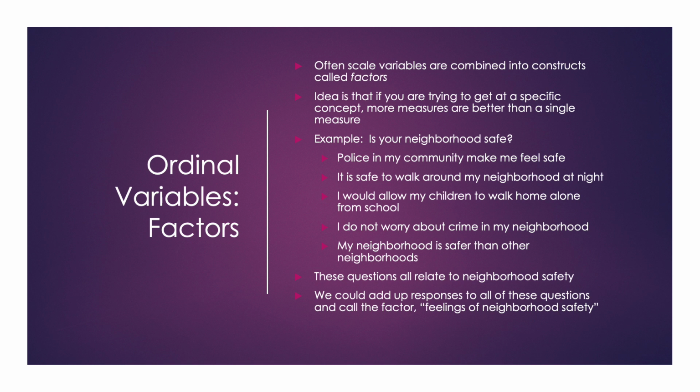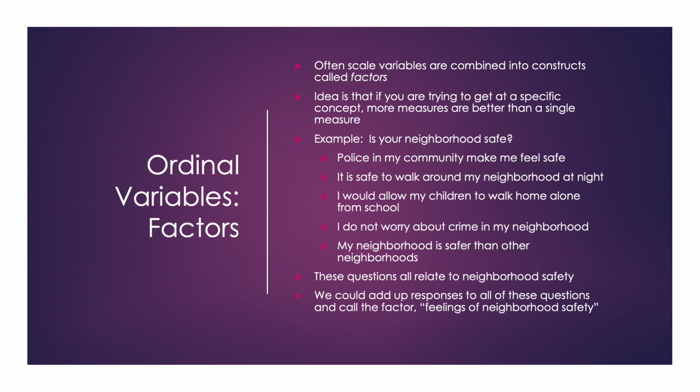Another kind of ordinal variable that we might see is called a factor. Scale variables are often combined into constructs called factors. The idea behind this is that if you're trying to measure a specific concept, more measures are better at capturing the whole thing than just one single one. So for example, you could ask people, is your neighborhood safe? But rather than just giving an unspecific yes or no answer, you might construct a scale into a factor from the following couple of items.